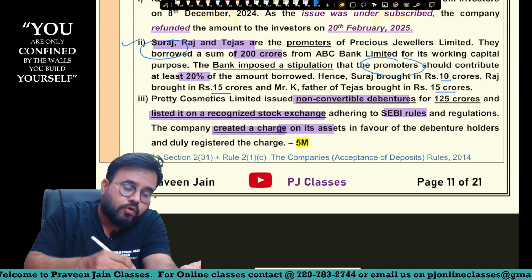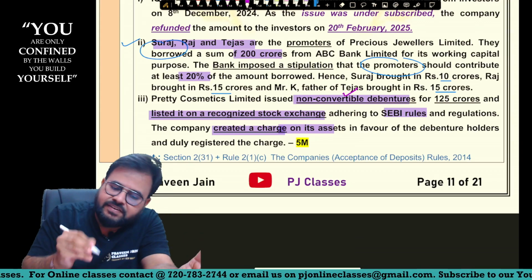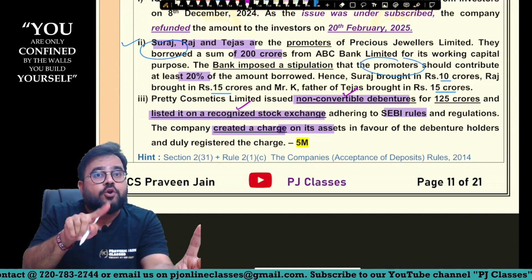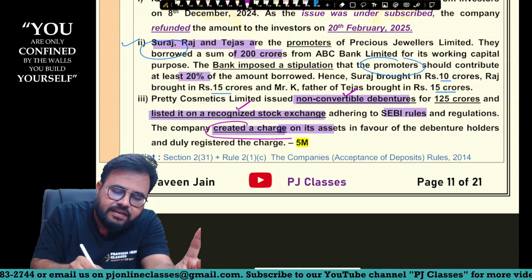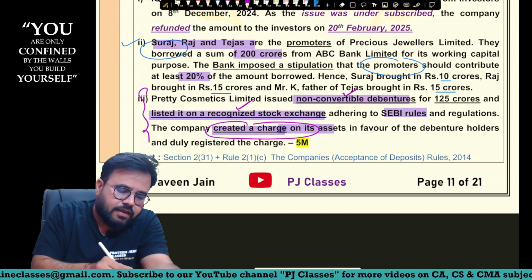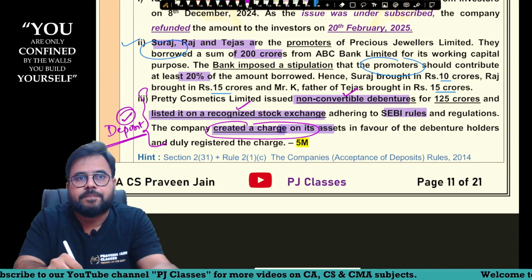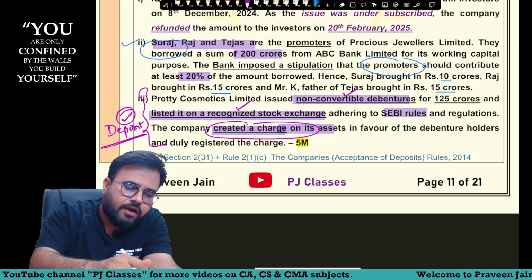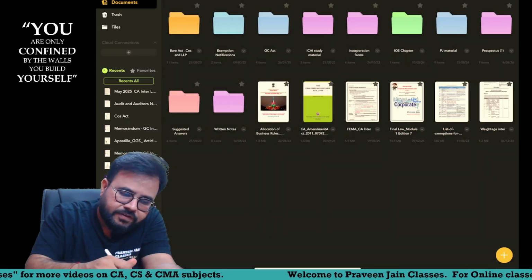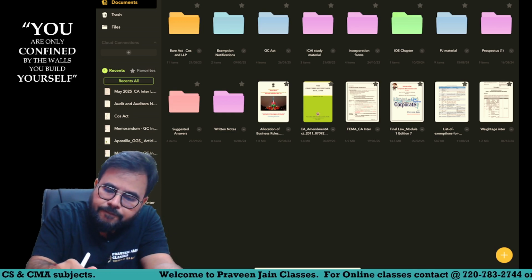Now, remember, very beautifully ICAI has played this time, sir. If you are having NCDs, non-convertible debentures, listed on a stock exchange, then they should be secured or unsecured? Unsecured. But here, in this case, the company has created a charge. Hence, it will become a secured debenture, and this is treated as a deposit, sir. So, in this case, it will be treated as a deposit, sir. I hope this point is clear, sir. Or what I will do is, I'll just show you the point here. And remember that non-convertible point.